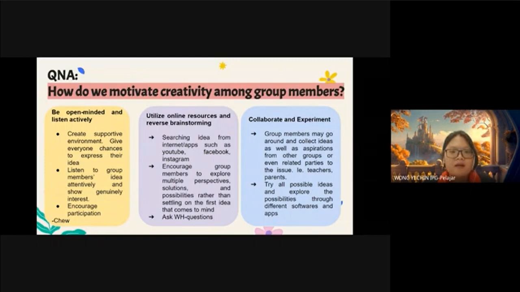Apart from that, we also use WH questions such as who, what, where, when, why, and how to probe deeper into ideas and explore the various dimensions of a concept. For example, if someone presents their idea, the others will ask questions such as why do you think this idea is effective, or how do we adapt this idea for our digital tool. By asking these questions, it can encourage critical thinking and uncover additional layers of creativity.